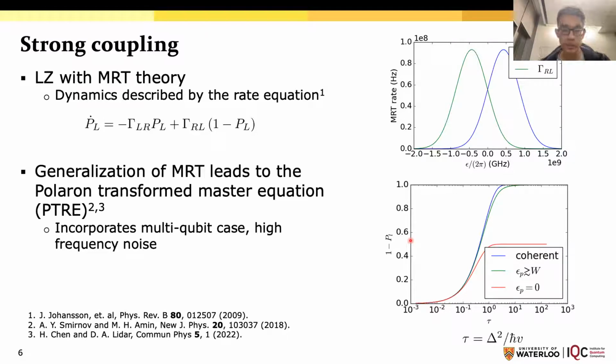And so generalizing this MRT theory leads to the Polaron transformed master equation, and this incorporates the multi-qubit case and also the effect of high frequency noise, which was used to describe a lot of the data measured on D-Wave.